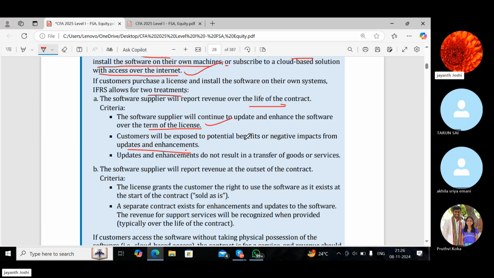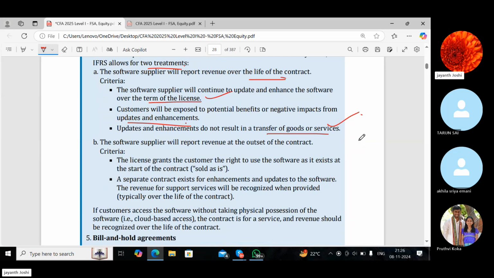Because sometimes the updates will be helping you. See, I have a OnePlus phone. I don't want to take out any company's names. Sorry. But some updates are not good for some devices, right? So I take back this particular thing. But some updates are not good at times. You are exposed to the negative impacts as well as potential benefits. Updates and enhancements do not result in transfer of goods or services. So if any updates happen, any enhancement they do, this is not called a good or service for you. It is a part of the agreement.